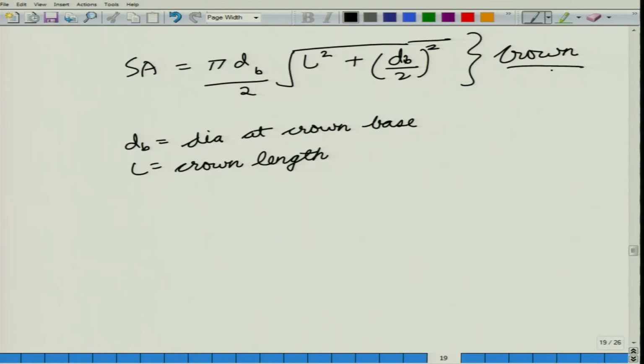Now how do we get to this equation? Let us consider a crown and let us approximate it to be a cone.